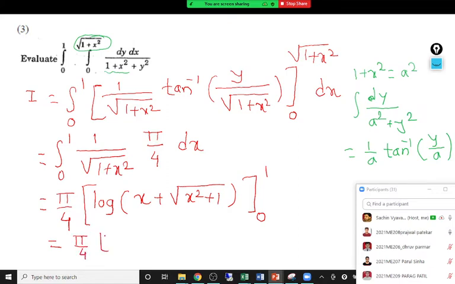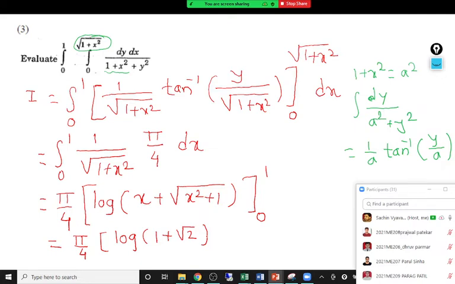So now, log 1 will become 0 if we put x is equal to 1. Yes, log 1 is 0, but when you put x equal to 1, are you getting only log 1 there? Is it a log 1? No, sir. Then it's just straightforward. You are replacing x by 1. So it is a log of 1 plus root 2. That is for upper limit.